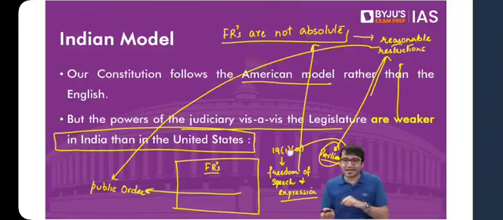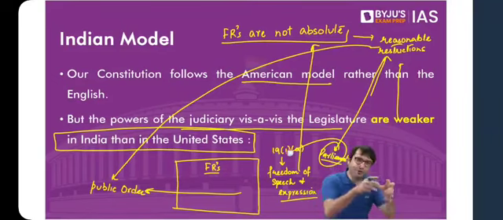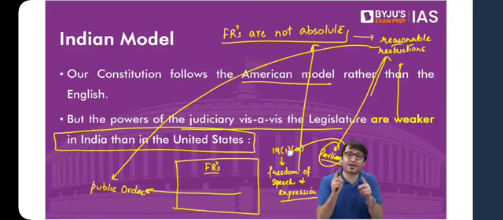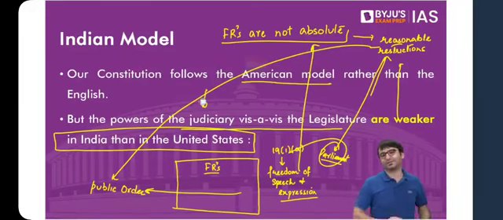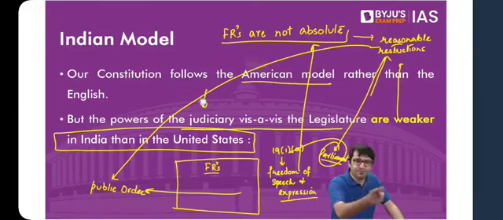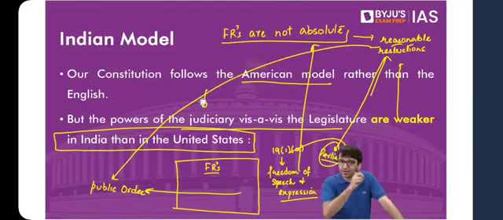But in United States, if there is a restriction on your Bill of Rights, if there is a restriction on your fundamental rights, those restrictions cannot be imposed by the parliament. Those restrictions can be imposed by judiciary. Judiciary can impose restrictions on your fundamental rights, not the US Congress, not the US Parliament.